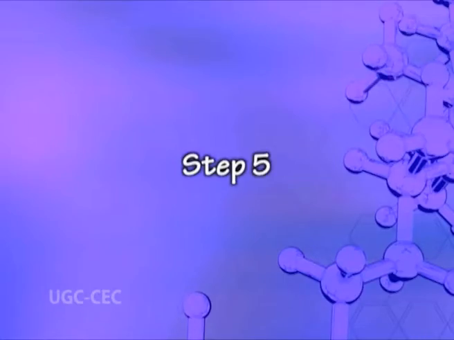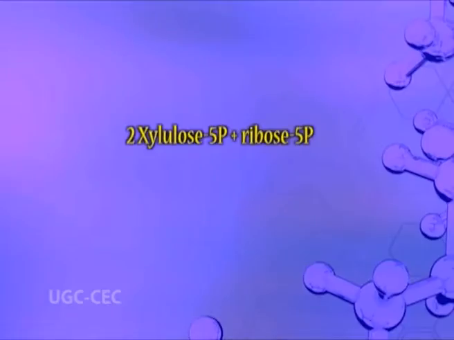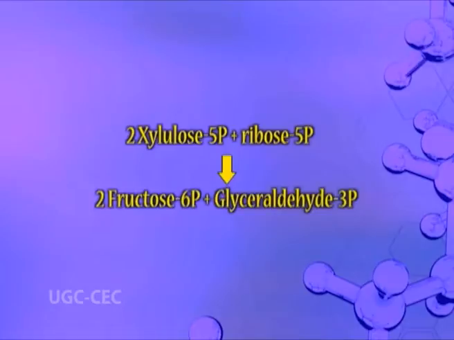Step 5. Erythrose 4-phosphate and xylulose 5-phosphate are further catalyzed by transketolase to generate fructose 6-phosphate and glyceraldehyde 3-phosphate. The overall reaction for this process, the non-oxidative phase, is 2 xylulose 5-phosphate plus ribose 5-phosphate reacts to give 2 fructose 6-phosphate plus glyceraldehyde 3-phosphate.